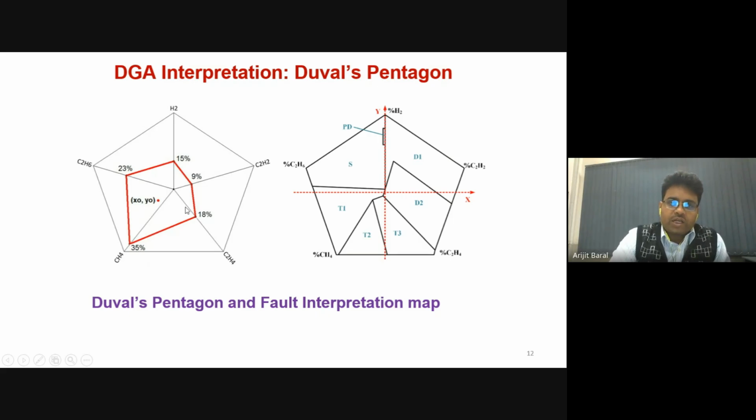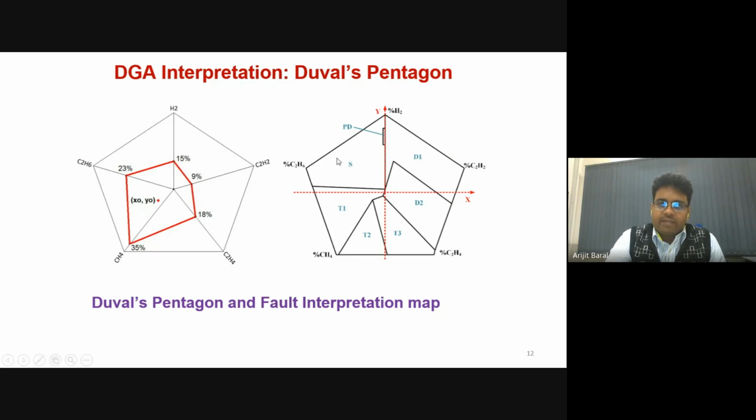Essentially, if you connect these points up, you will get an irregular pentagon. For an irregular pentagon, it is possible, mathematically at least, to identify the centroid of this irregular pentagon. The moment you identify the centroid, it will have an X and Y coordinate. If you put this X and Y coordinate value in the map shown on the right hand side, you should be able to identify what type of fault I am dealing with.